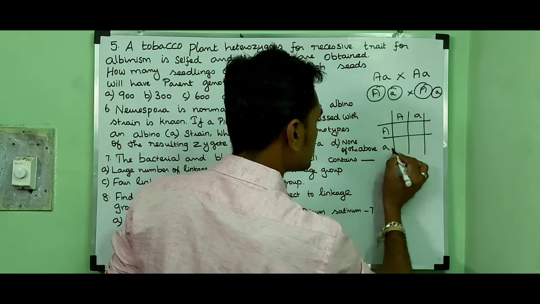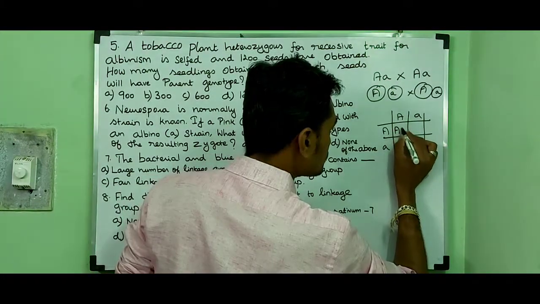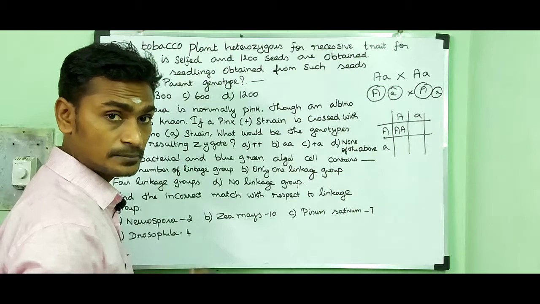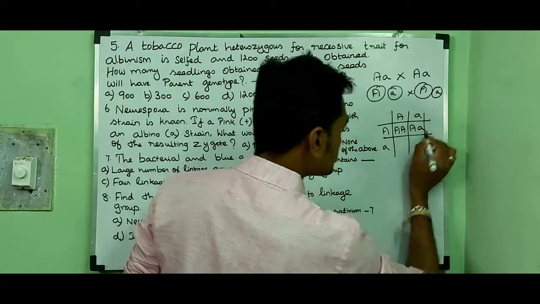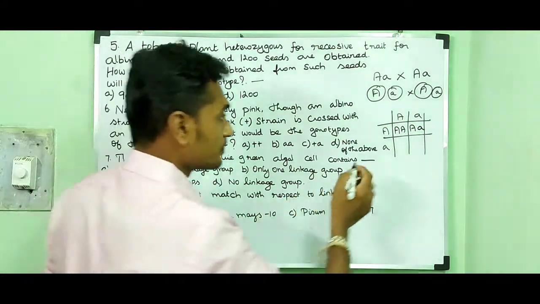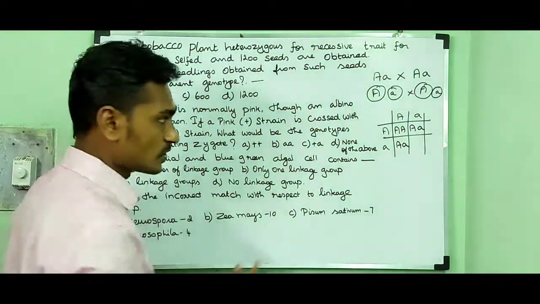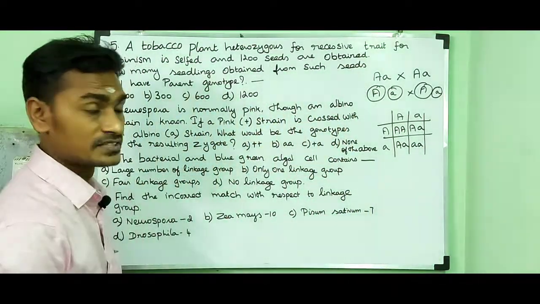Fusion of gametes takes place, which results in the development of young ones. The first young one shows the genotype capital A, capital A. The second young one shows the genotype capital A, small a. The third young one shows the genotype capital A, small a. The fourth young one shows the genotype small a, small a.